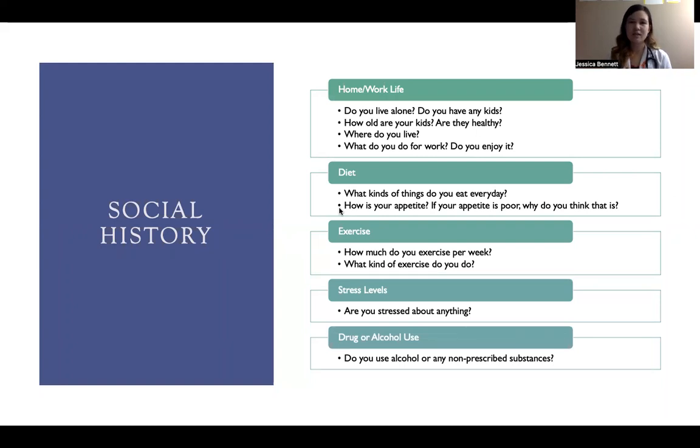The first section is home and work life. And questions you can ask in this section include, do you live alone or do you have any kids? You can ask questions about the patient's kids if they have kids. You can ask where a patient lives and what they do for work and if they enjoy it. The reason why you include this section of the history is not only to build rapport with your patients, which this section is great at doing, by the way, but also it helps determine how much access a patient has to medical care and what their socioeconomic situation is.